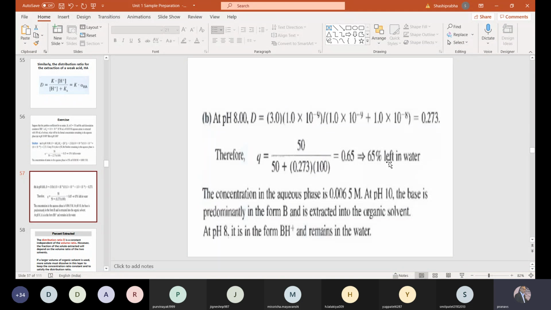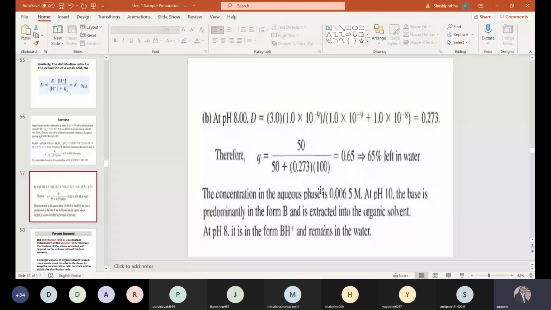Because of this drastic reduction in the value of D from 2.73 to 0.273, the amount which is extracted is even less. Only 35% is extracted here. In the previous case, 85% was extracted.